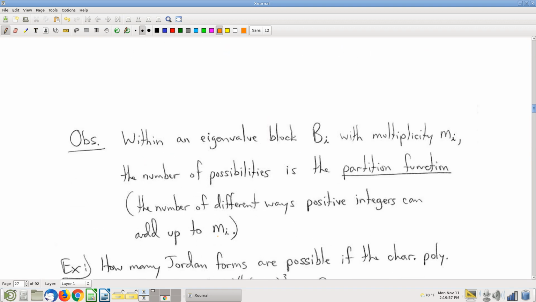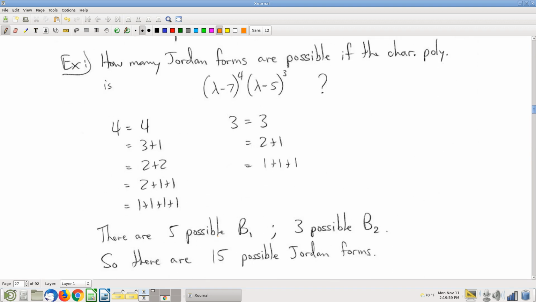Okay. All right. And then just real quick, I want to point out that you can do this kind of thing for larger matrices. There's some homework exercises that go along these lines as well. So let's suppose that your characteristic polynomial is this. Well, you know that there's a 4x4 eigenvalue block. You also know that there is another 3x3 eigenvalue block. Let's look at the 3x3.